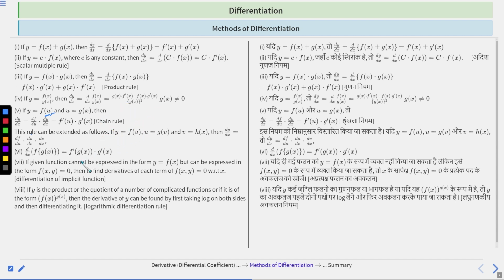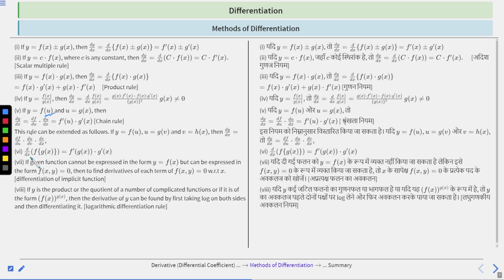This rule can be extended as follows: if y is equal to f(u) and u is equal to g(v), and v is equal to h(x), then dy by dx is equal to df by du into du by dv into dv by dx, like that.